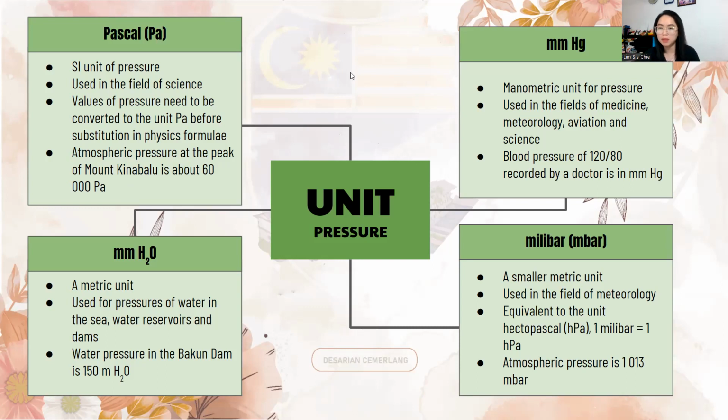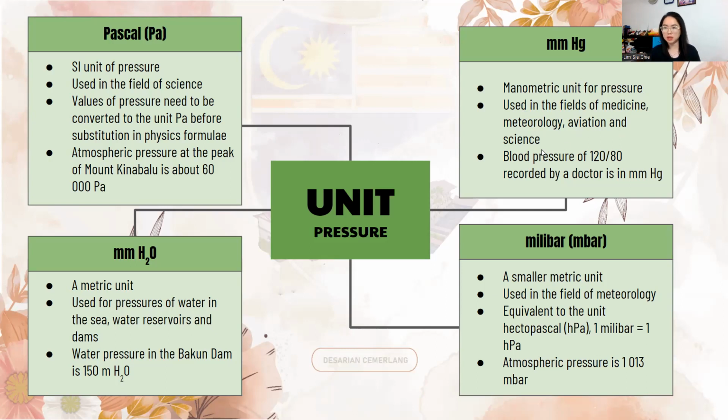Now, how about millimeter mercury? When I talk about millimeter mercury, I believe you will remember the mercury barometer. Because the measuring instrument uses mercury inside, the unit is millimeter mercury. Sometimes you will see centimeter mercury, but here I am going to highlight millimeter mercury. So what is millimeter mercury? It is a manometric unit for pressure, and it is used in the fields of medicine, meteorology, aviation, and science.